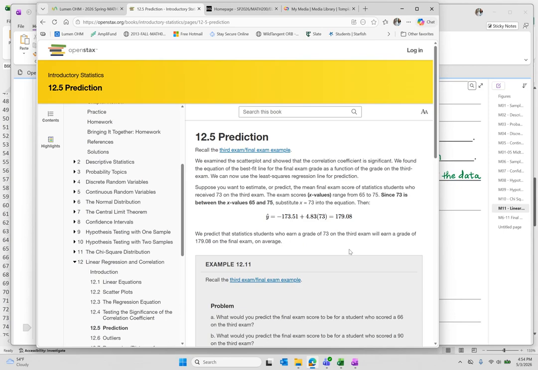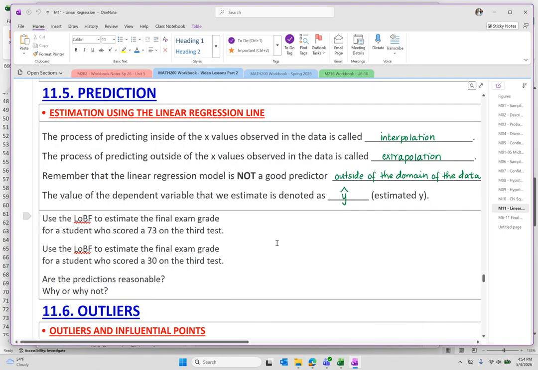We are continuing in our Statistics OER course in the unit for linear regression, and we will now work on prediction and outliers when we have data points between two variables for which we are trying to find a correlation. The process of predicting inside the x values observed in the data is called interpolation, but if we are trying to predict outside of the x values observed in the data, this will be called extrapolation.